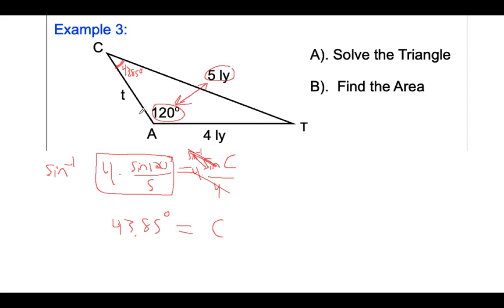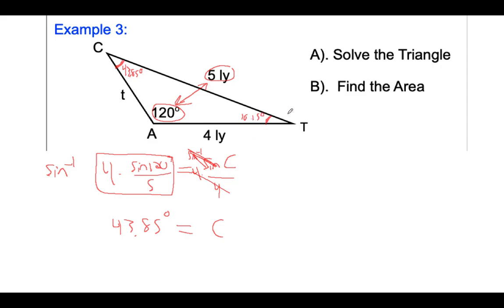Okay. Now again, the last things we need to solve are this angle right here and this side length. Well, if we set up ratios, we would have big T and little t, two variables, so we couldn't solve that. So we need to use the idea that all the angles add to 180. So I'm going to do 180 minus 120 minus 43.85. You get 16.15. Small angle, but that's okay.